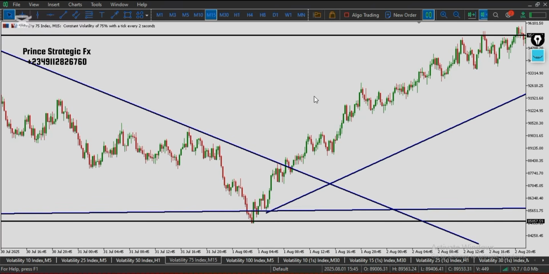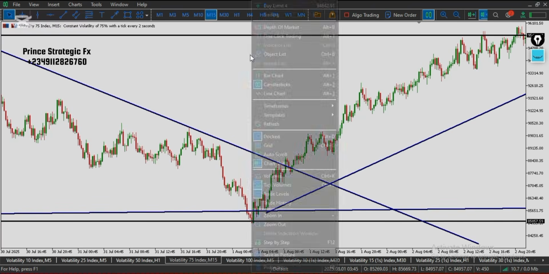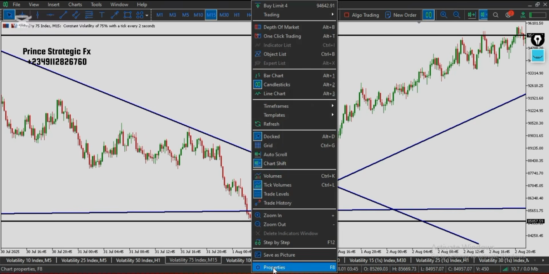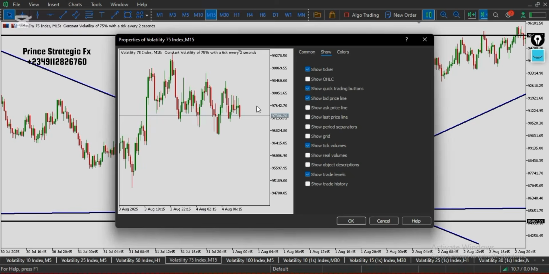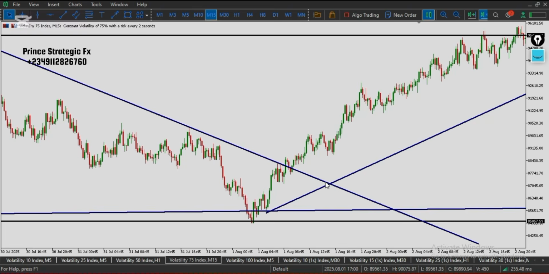Now, at this point, I'm supposed to do what? I'm supposed to go back to my properties, right click on my chart, go to my properties, and then turn on show previous separator. But I won't do that, right? Because this show previous separator only works on the day trading strategy. So I won't do that.